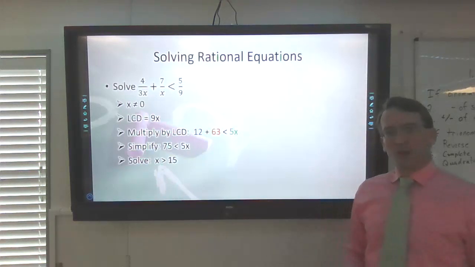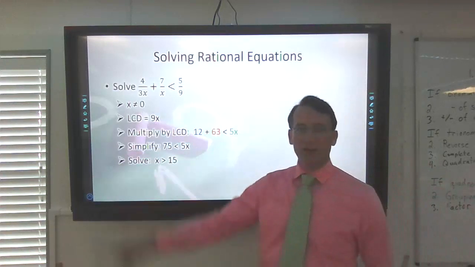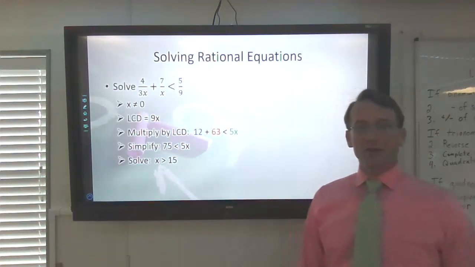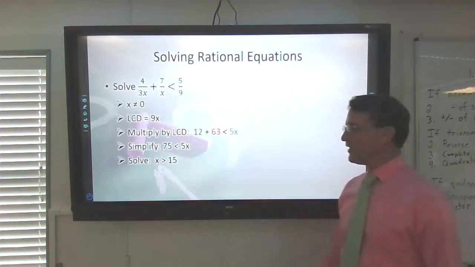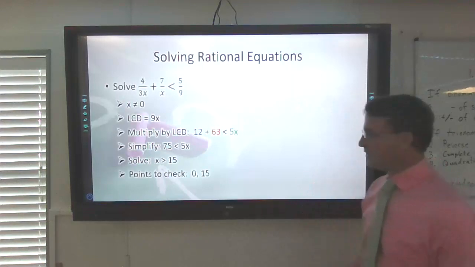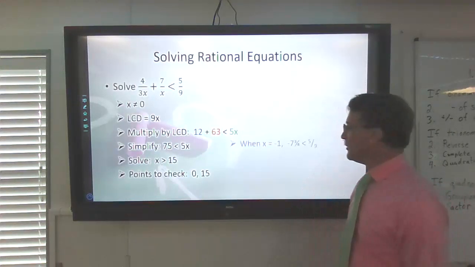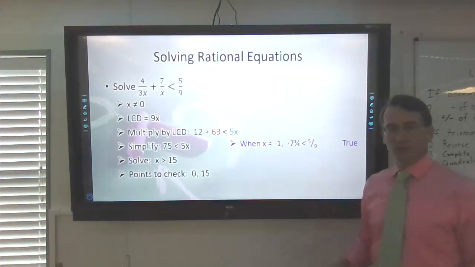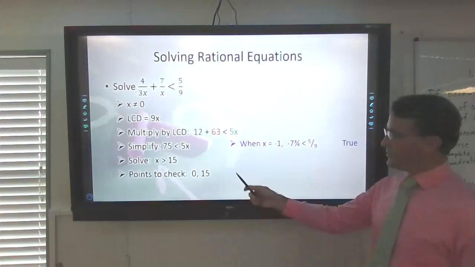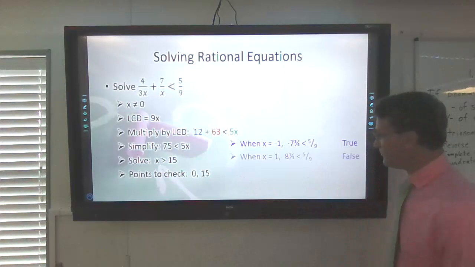Now, I've got a couple of places to check. I do have a break at 15 and I have a break at 0. So I need to check values less than 0, values between 0 and 15, and values greater than 15. So if I pick a value less than 0, let's say -1, when I check that out, I get -7 3/4 is less than 5/9. That is true.